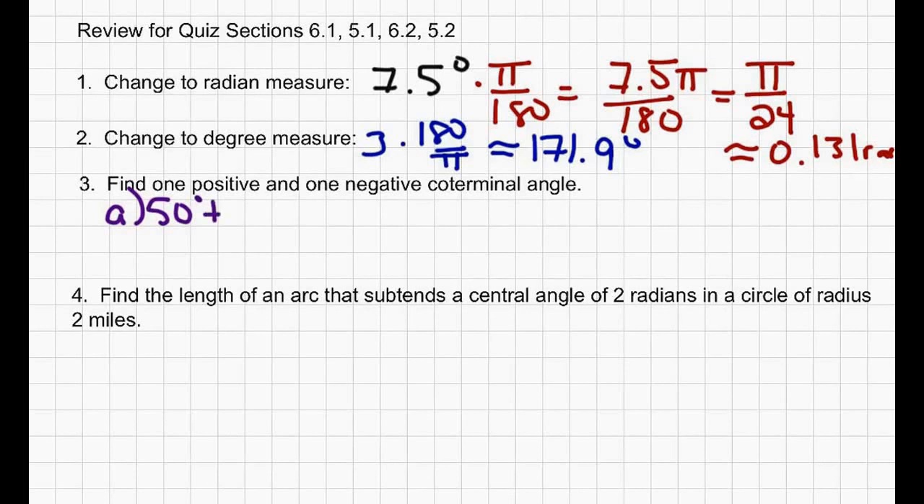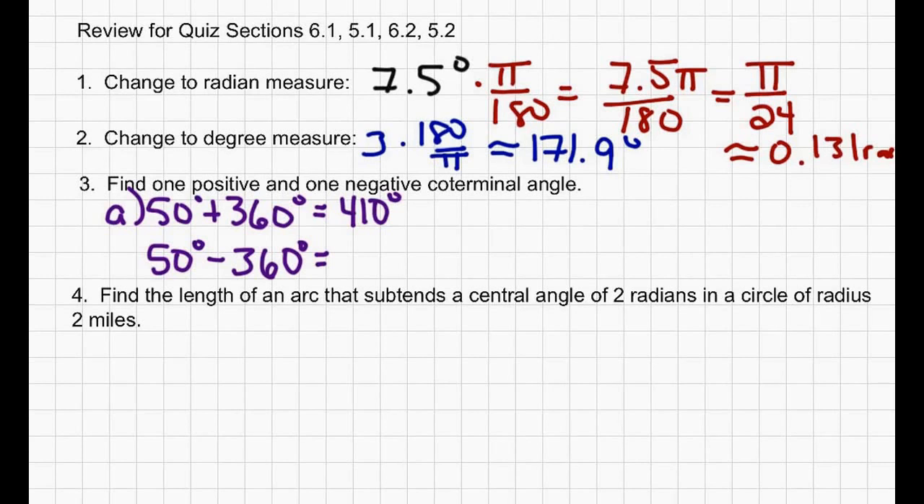So if you rotate your terminal angle at 50 degrees counterclockwise, you'll be adding 360 degrees. And you'll find out that 410 is in the same location as 50 degrees. However, if you start at 50 degrees and you go clockwise a full circle, you'll be subtracting 360 degrees. And your new ray will be at negative 310 degrees. Well, that's pretty easy when you're working in degrees, but how about if you're working in radians?